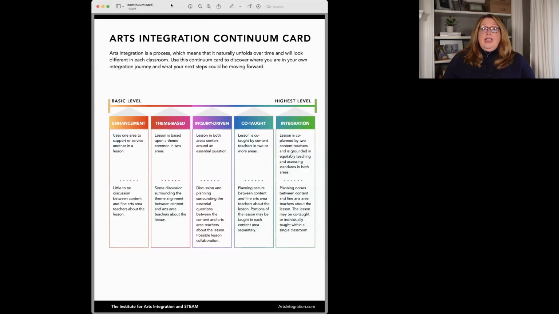Then we have the next step on the continuum. We go to inquiry-driven instruction. So this is when the lesson is centered on an essential question in both areas. So let's take that transformation idea that we had from theme-based learning and bump that up into inquiry-driven instruction. I might take a look at what's an essential question about transformation that would apply to both dance and science.